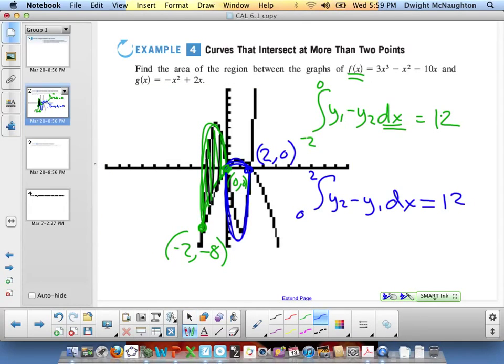And the whole area from here to here, added up with from here to here, the whole area then would be 24. So the area between the two curves is the area of each individual section combined.